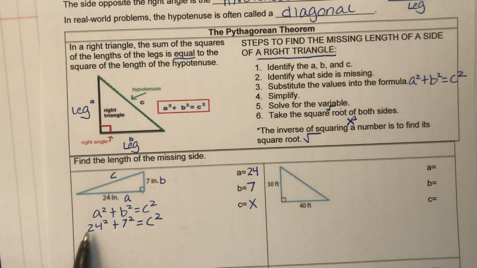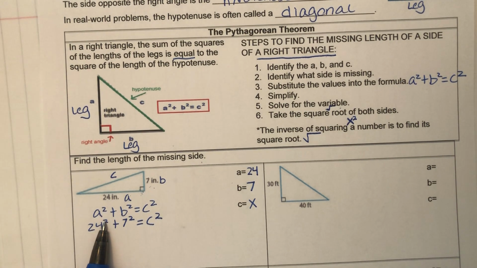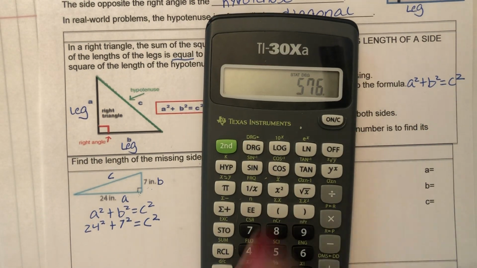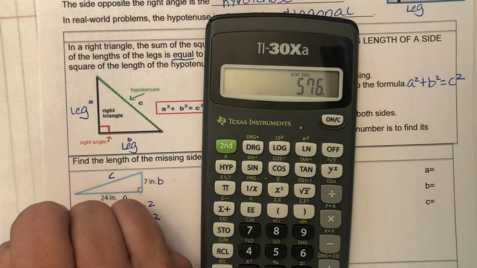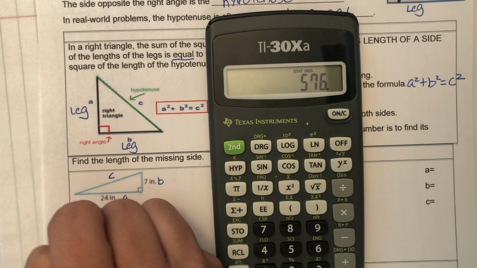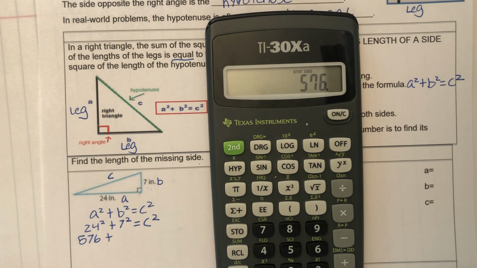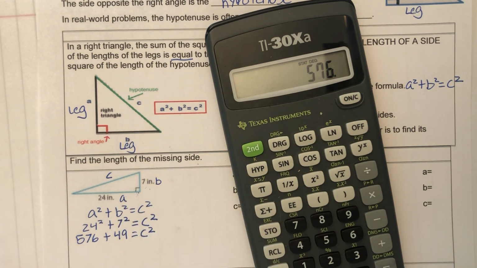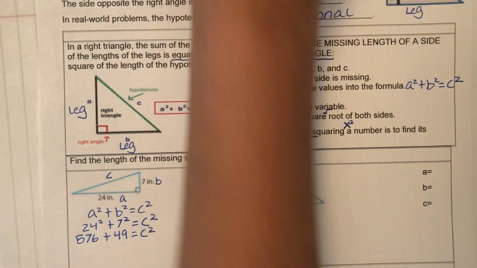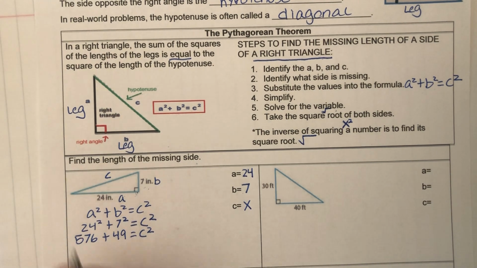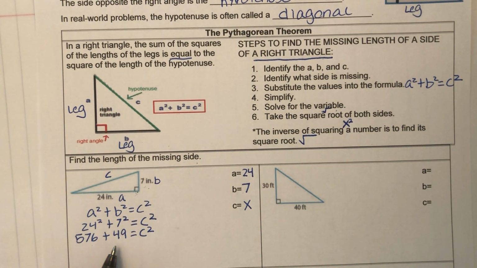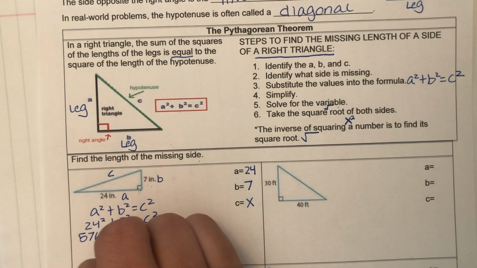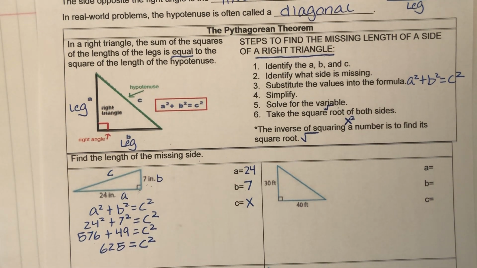Now I need to square these numbers, 24 squared. So we can use our calculator, use the square button, 24 squared, and we get 576 plus 7 squared. 7 squared is 49. Bring everything else down. Now we need to add these two numbers together. So when I add 576 plus 49, we get 625 equals C squared. So we are almost done.